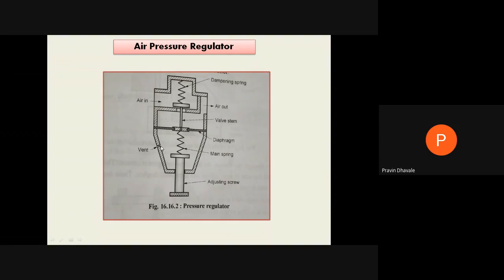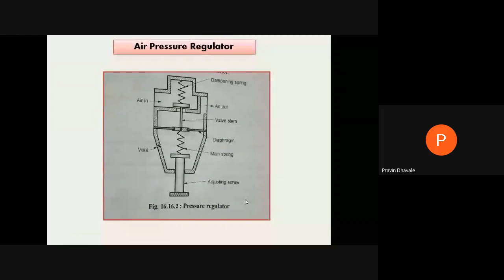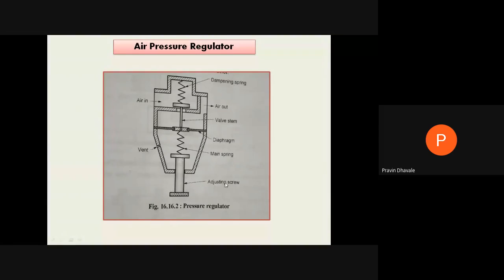The valve body is also provided with a vent, air vent म्हणायचं, in order to leave the excess amount of air from the regulator to the atmosphere. So this pressure regulator also acts as one kind of pressure safety valve, right? And it will supply the constant pressure of air to the pneumatic system as per its requirement by setting that preset pressure by using this adjusting screw.